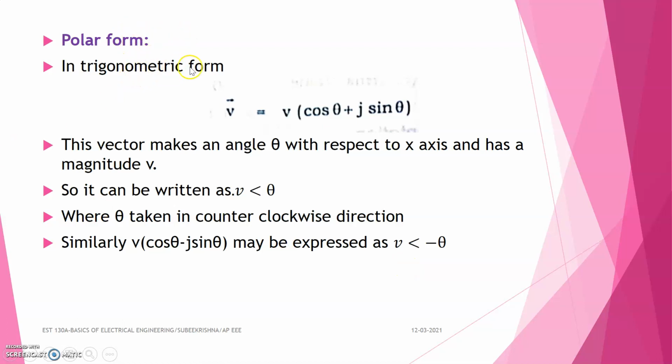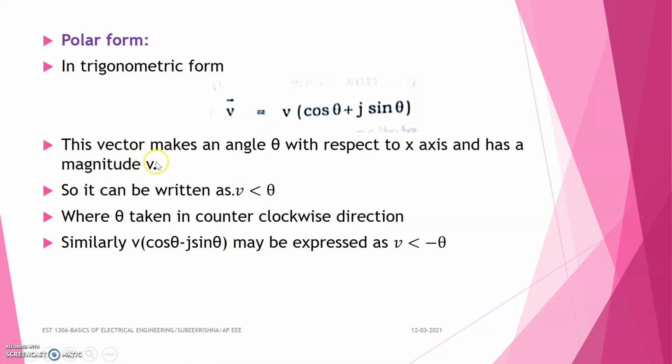And the fourth one is the polar form. In trigonometric form, we represent the vector by the formula vector v is equal to v into cos theta plus j sin theta. This vector makes an angle theta with respect to the x-axis and has a magnitude of v. So in polar form, we simply write a quantity using its magnitude and its corresponding phase angle.